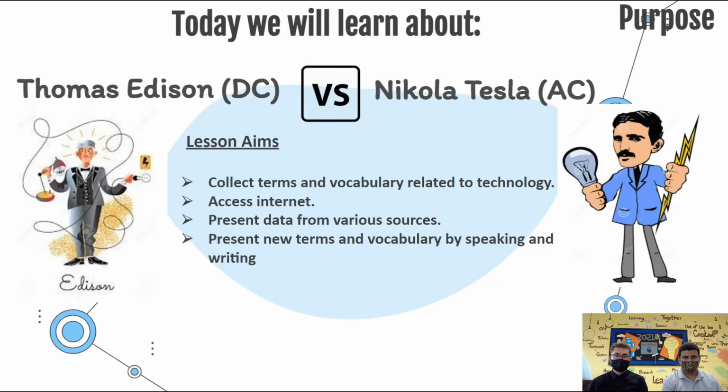Today we will learn about Thomas Edison, who pioneered the DC current, and Nikola Tesla, who created the alternating current. The lesson aims are to collect terms and vocabulary related to technology, access the internet, present data from various sources, and then present new terms and vocabulary by speaking and writing.